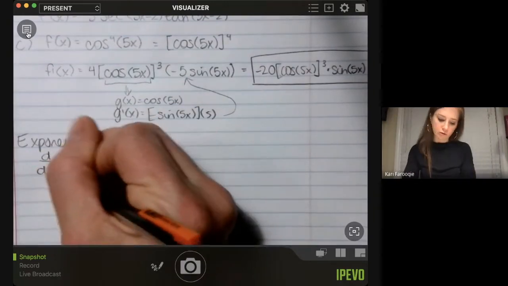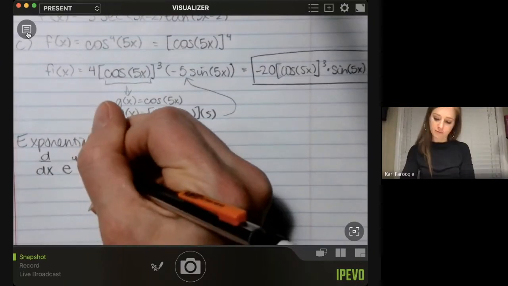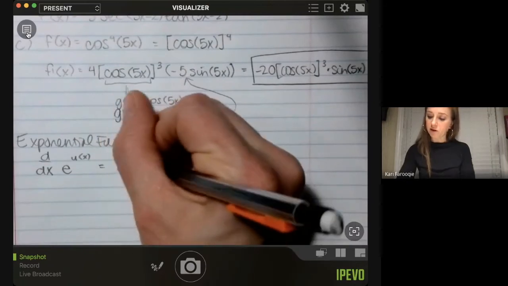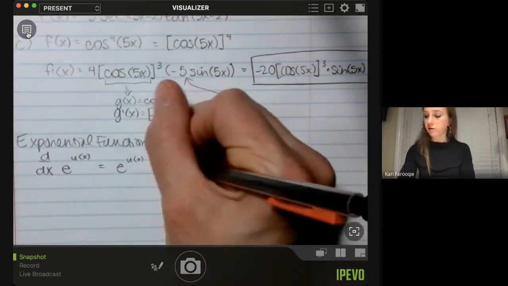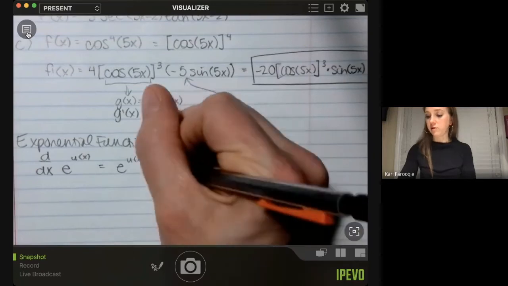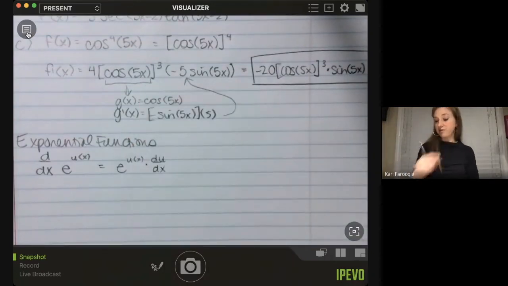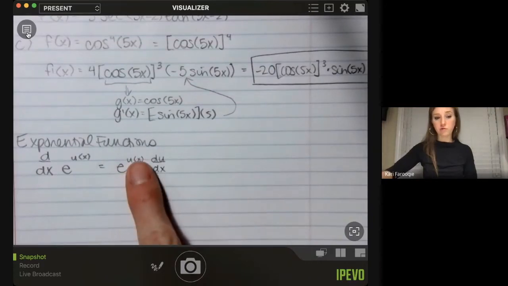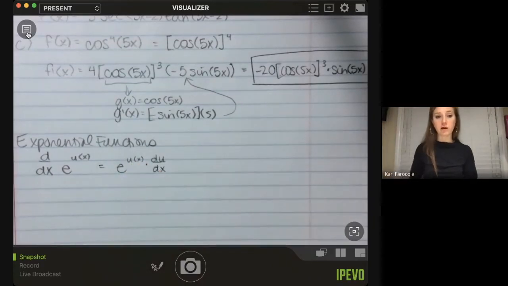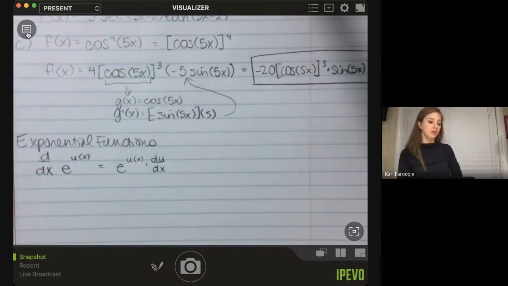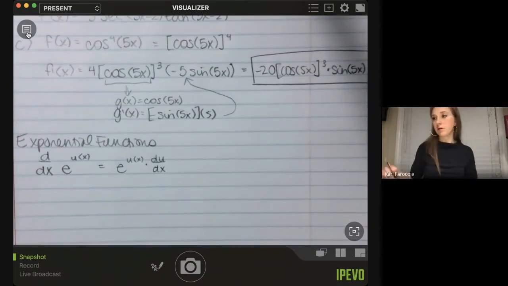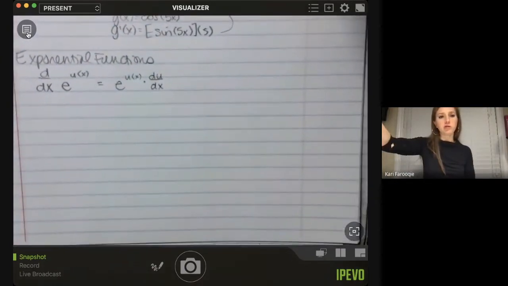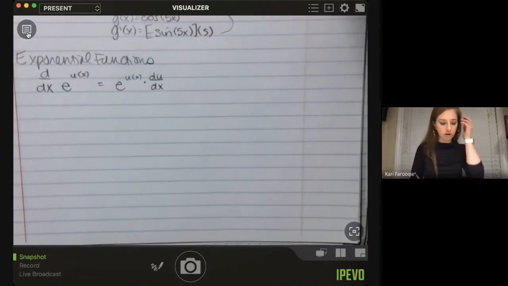The derivative with respect to x of e to some function u of x is equal to e to the u of x times du dx. The du dx is not in the exponent, so you're taking e to the u of x and then multiplying that expression by du dx. And I'll show you some examples of that. And you know, these exponential functions aren't too crazy here either.